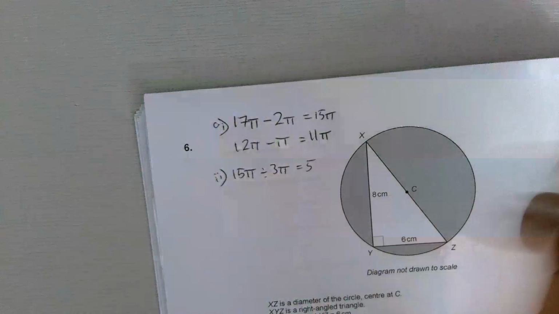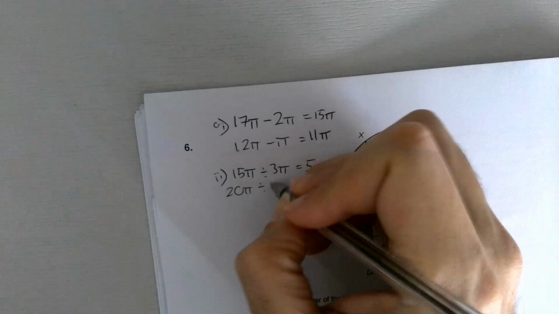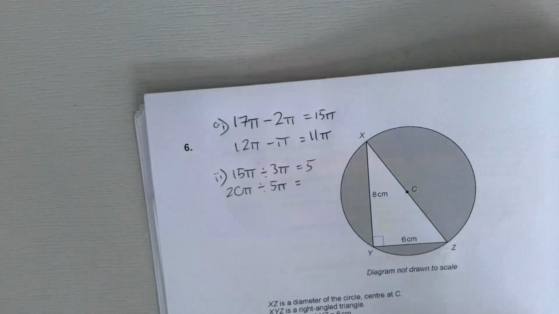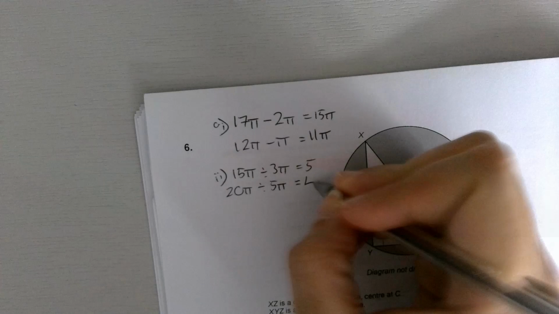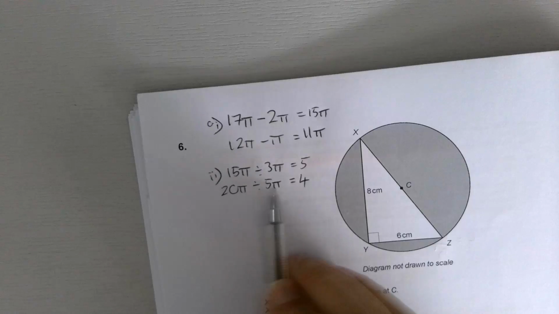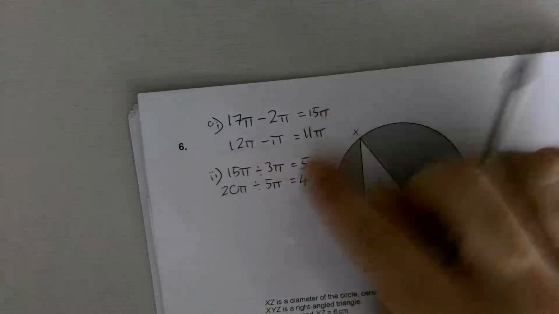Okay, so again, just have a go at this question, pause the video and try this question please. What's 20 pi divided by 5 pi? Yeah, your answer there is 4. So when we're taking them away, we still get a pi. When we're dividing them, the pi's cancel and just leave us with an integer. Okay, so those are the first two parts of this question.